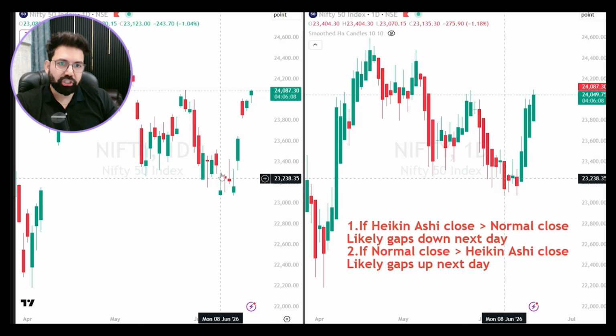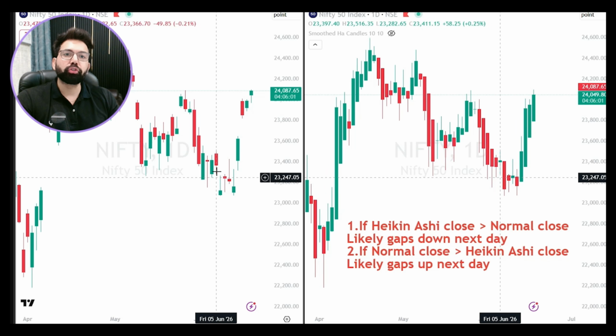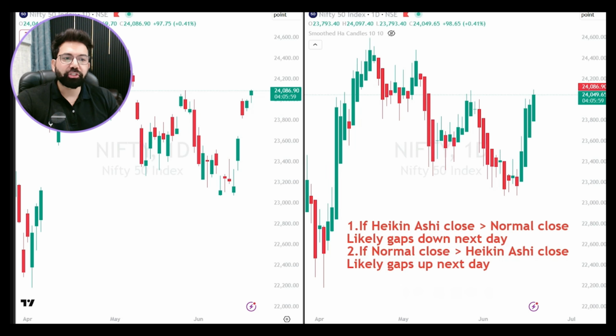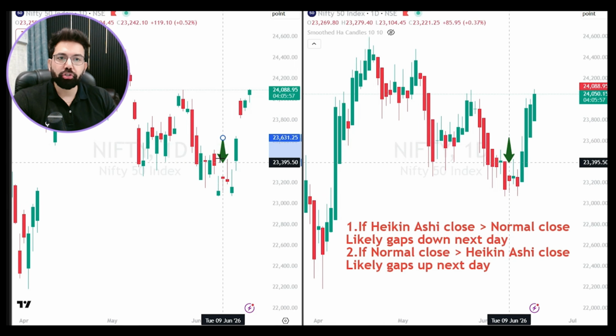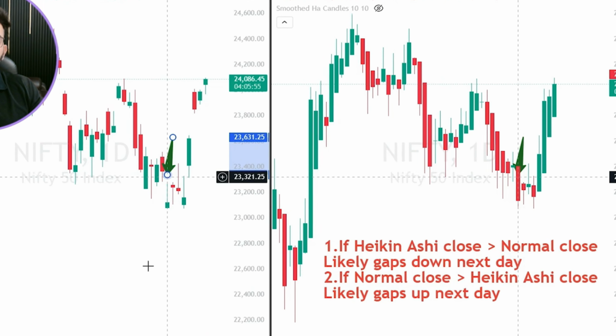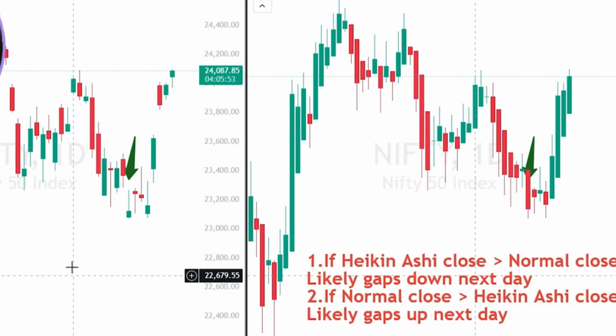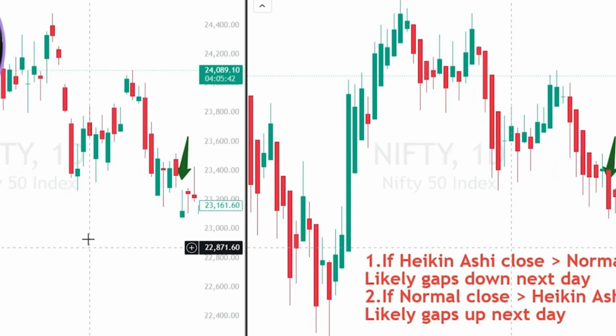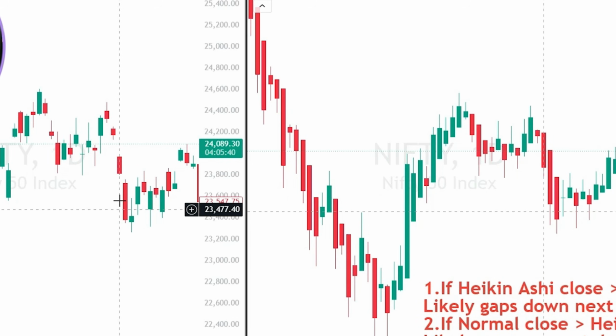The next day the market gapped down at 23,080 from 23,366. What a massive gap down this one is. So far interesting, right? You could see it very clearly. Let's go ahead. Let's see some more big gaps. Now here we go. Let's go slowly and see what's happening here. Now this is 11th of May. So far it is interesting, yes.